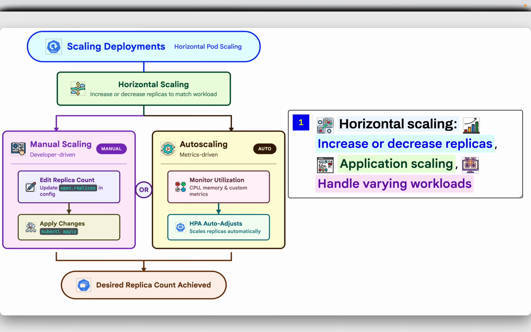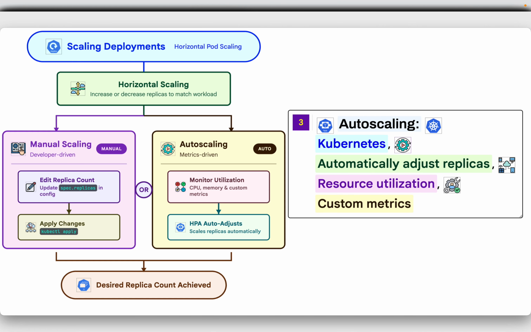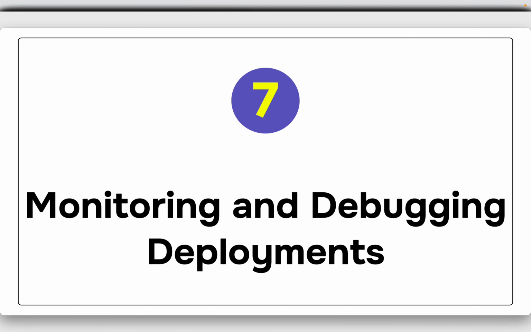Sixth topic is scaling deployments. Horizontal scaling involves increasing or decreasing the number of replicas of your application to handle varying workloads. You can manually scale a deployment by adjusting the replica count in the configuration file and applying the changes. With auto scaling, Kubernetes can automatically adjust the number of replicas based on resource utilization and custom metrics.